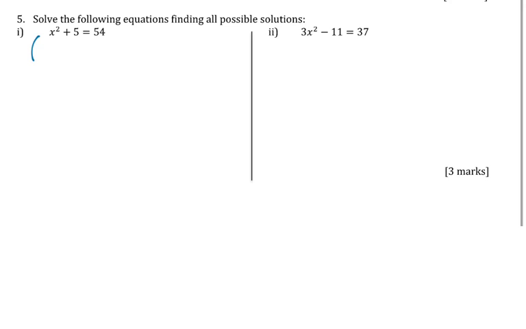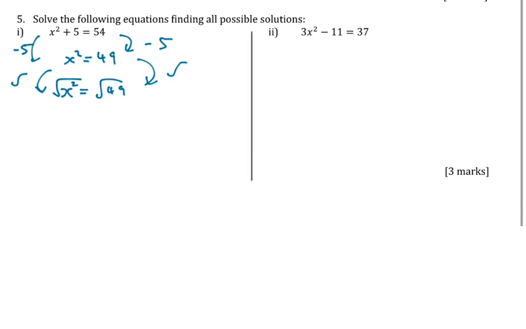Okay, so the first thing to do is to get x squared on its own. So let's use additive inverse. Let's subtract 5 from both sides, giving us x squared is equal to 49. Now we can take the square root. So if we take the square root of the left-hand side, we just get x. But on the right-hand side, we're going to get 2 answers. We're going to get 7 or minus 7, because 7 squared is 49, and negative 7 times negative 7 is also 49, so there must be 2 answers. You could also write this as plus minus 7. So that means, that symbol plus minus means plus 7 or minus 7.